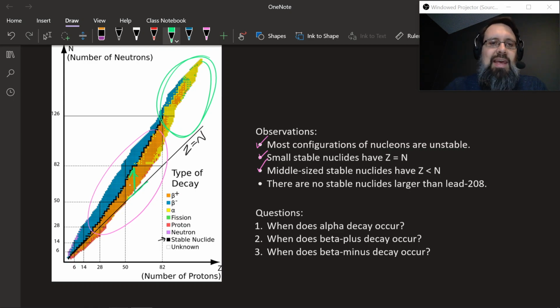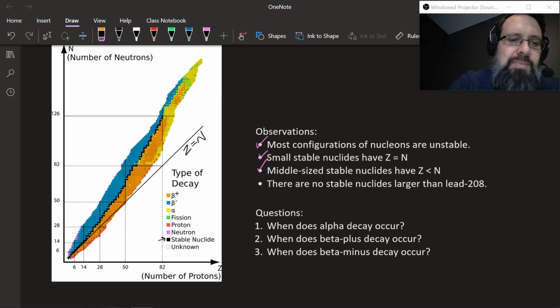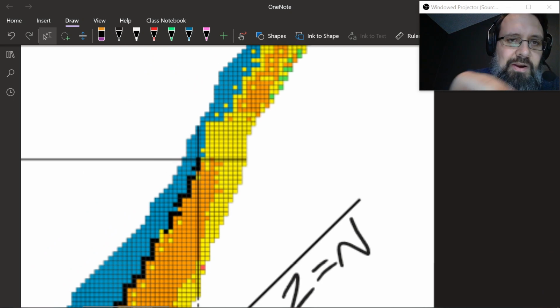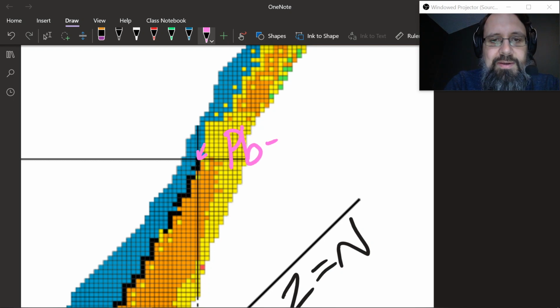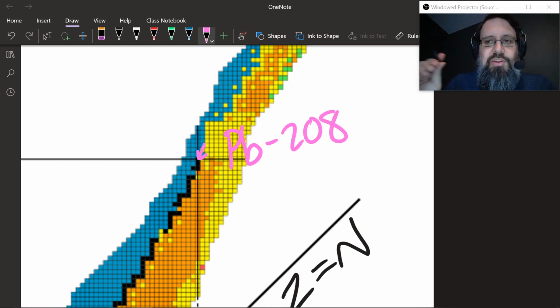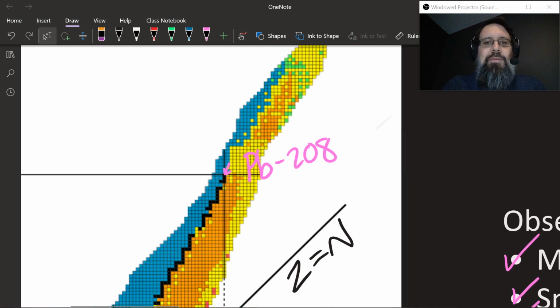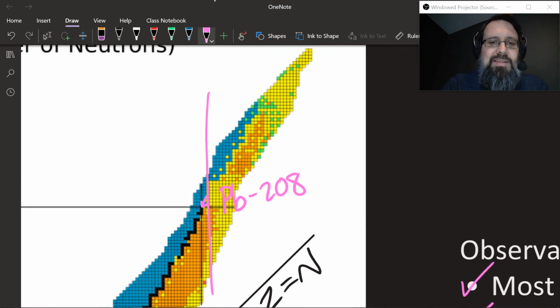And so this very last box here, I'll zoom in on it. This very last box right here, this one, right there, that's lead 208, Pb-208. And that's the largest nuclide that has been observed to be stable. Every other nuclide past that point, every single one of them is unstable.